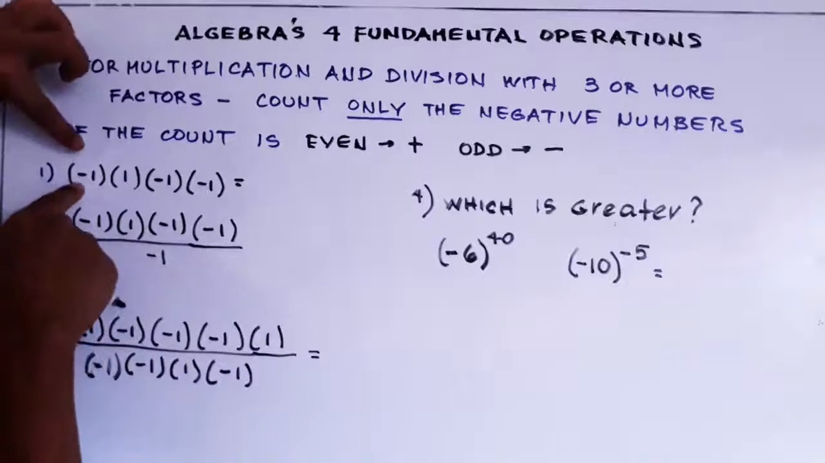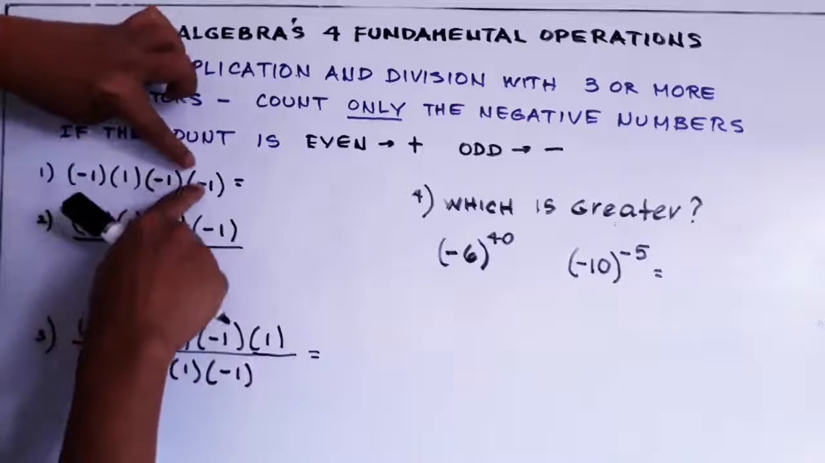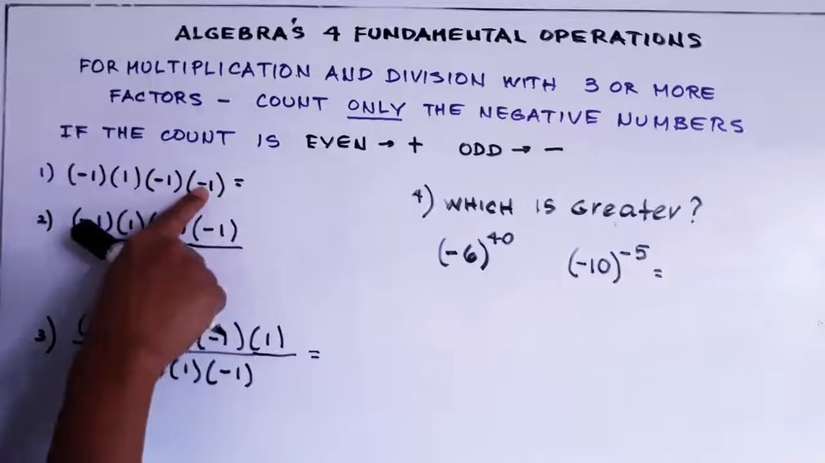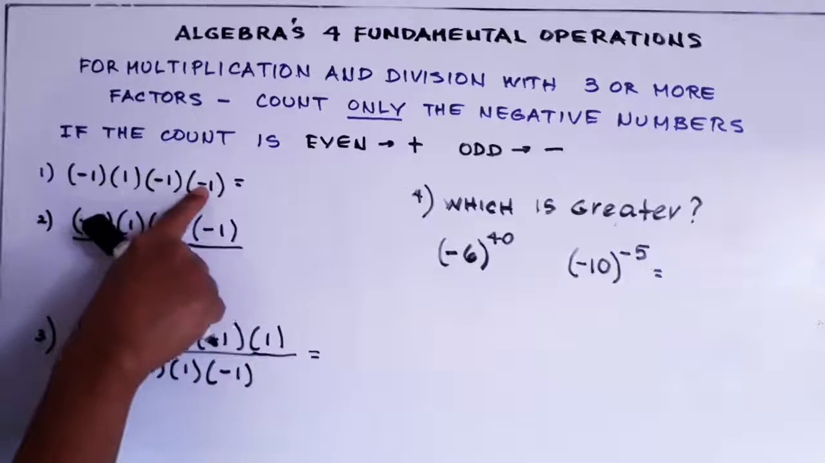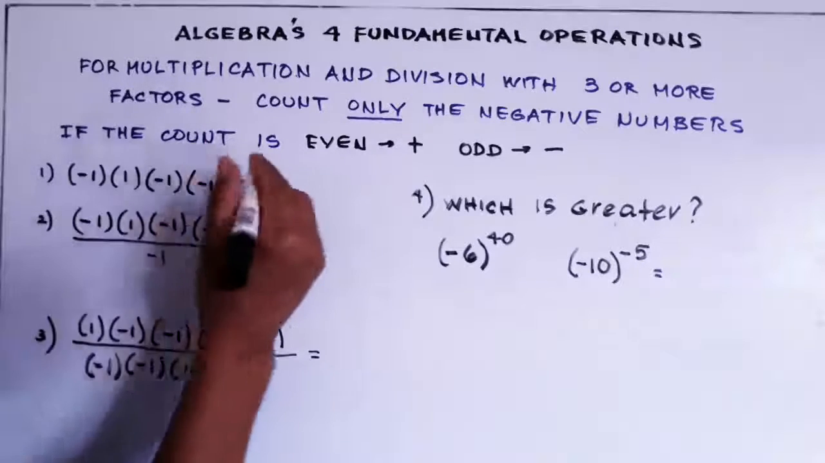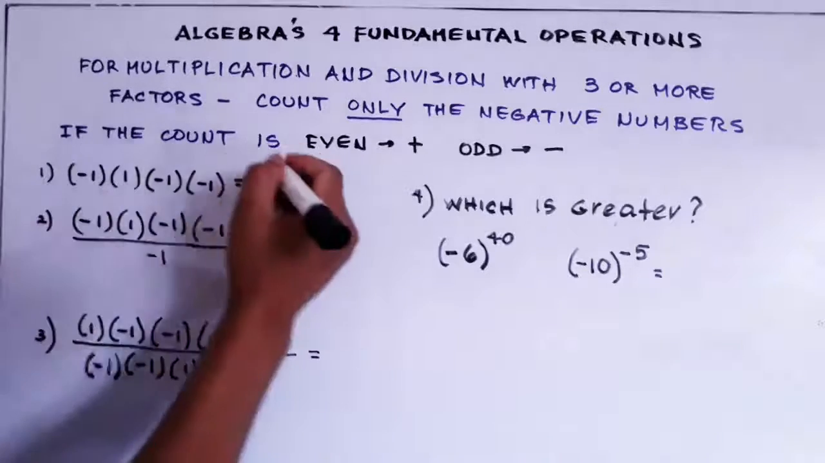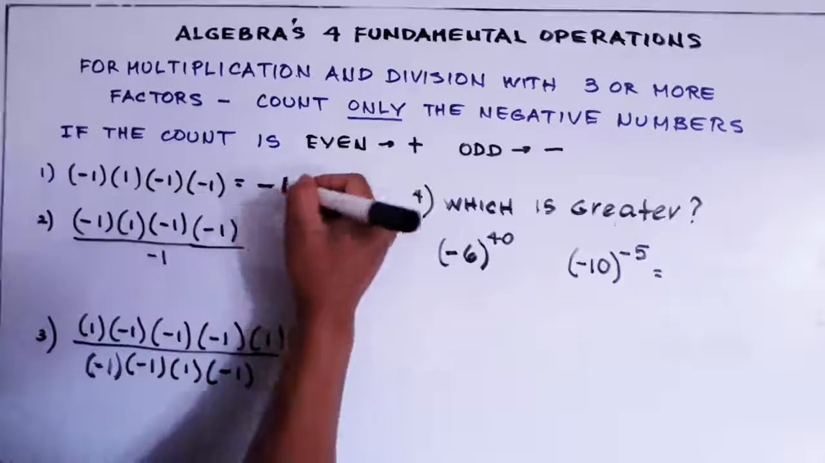Okay. Now, in our rule, we will just count the number of negatives. So, we just count this one: 1, 2, 3. And what is 3? That is an odd number. So, if that is an odd number, what will be the sign? It is negative. Of course, if you multiply 1, 1, 1, 1, our answer will be 1.